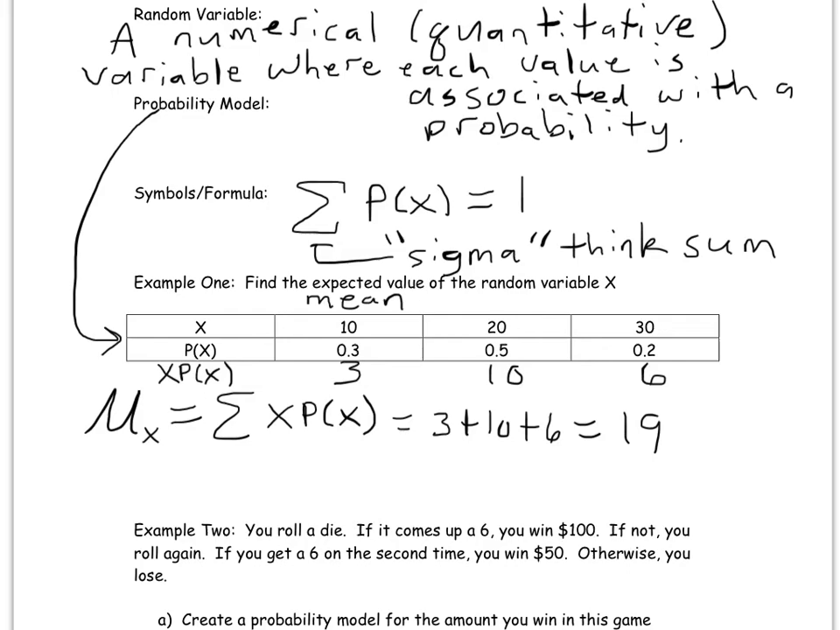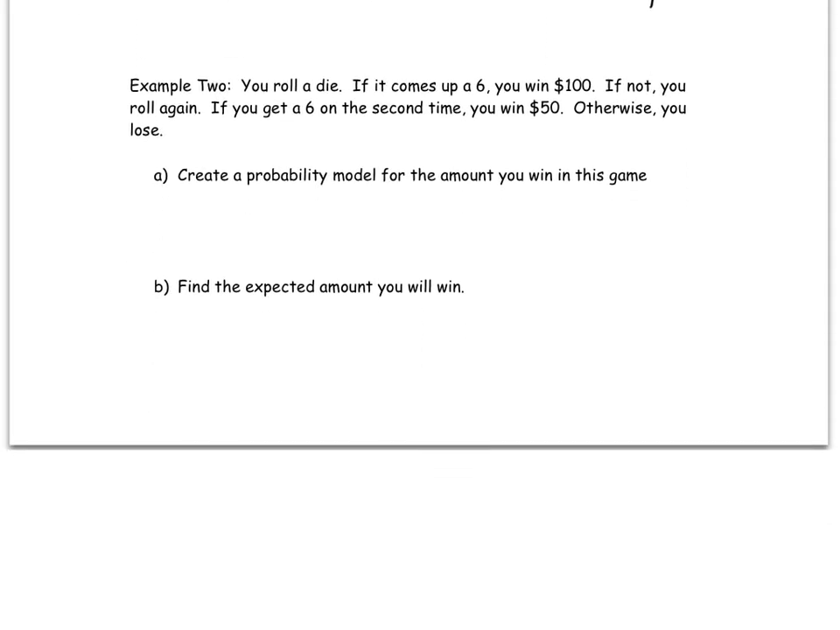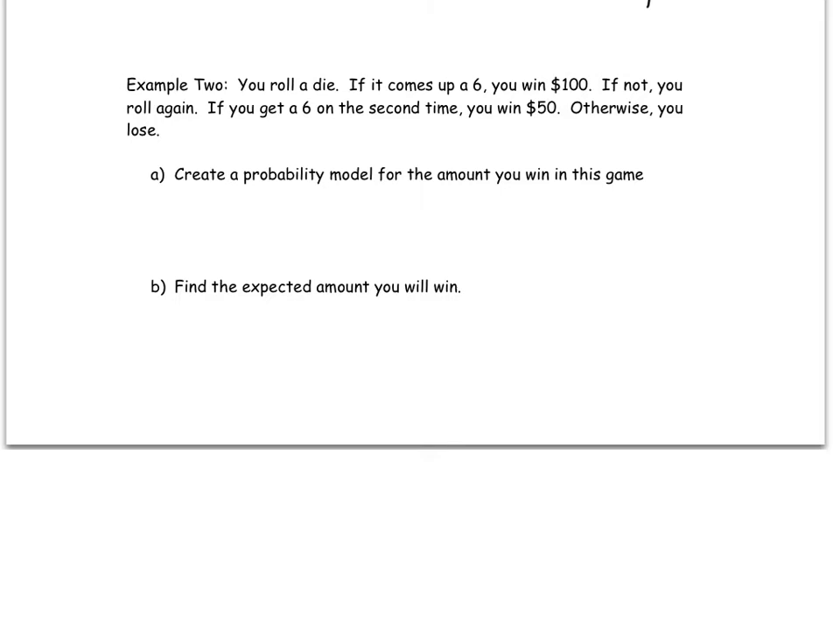So let's look at an example. Scroll down here. So this says, okay, we're going to roll a die, and if it comes up 6, you win $100. If not, you roll again. If you get 6 on the second time, you win $50. Otherwise, you lose. So now we're going to create a probability model for the amount you win in this game.